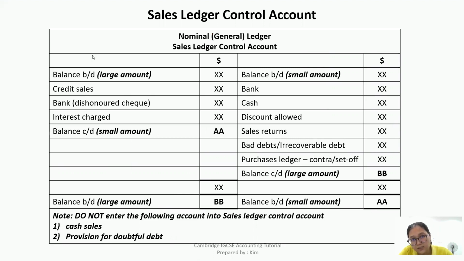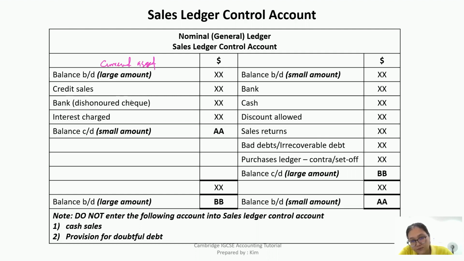The format of the key account, sales ledger: on the debit side, we have the balance brought down, and this debit is a current asset. It is fixed, only the amount is different. And the debit side has credit sales. Take note that you do not put in the cash sales. Cash sales is not in the sales ledger control account.